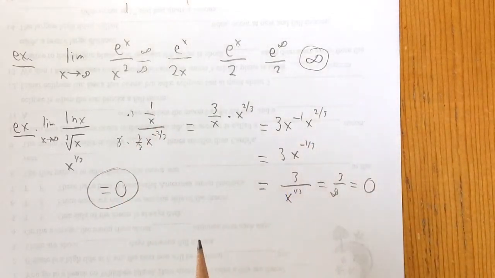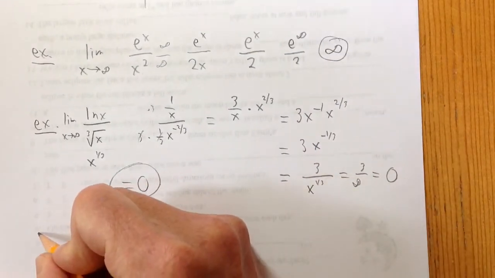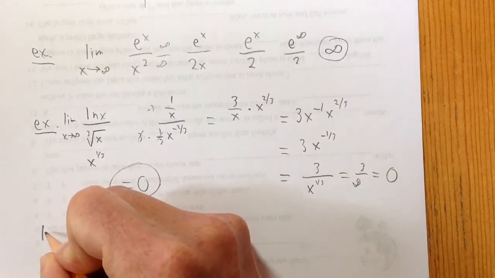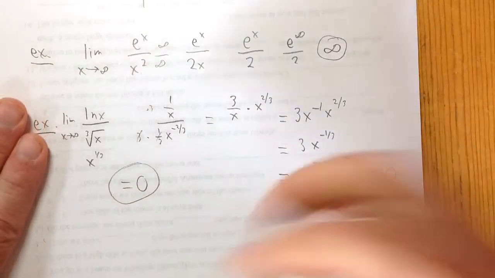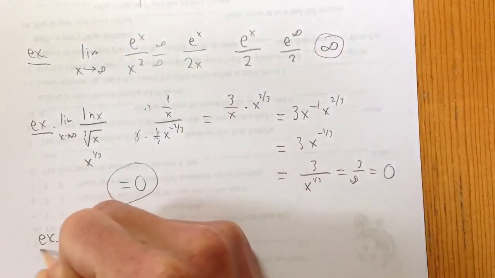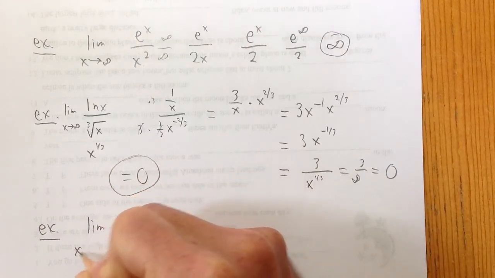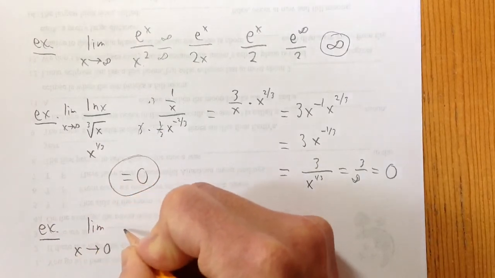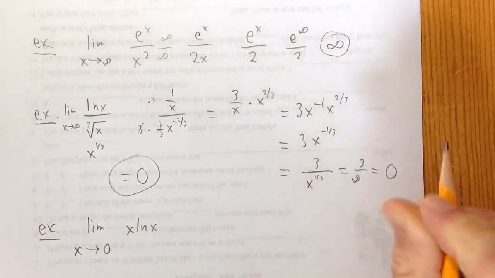Okay, let's do another one. This is a really cool one. They do this one in the book too, but I'm going to do it here because it's cool. Oops, I've been writing example every time. I don't want to break my pattern here. Example. So let's say we have the limit as x approaches 0 of x ln of x.